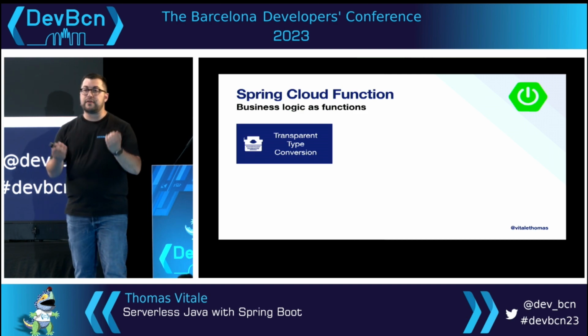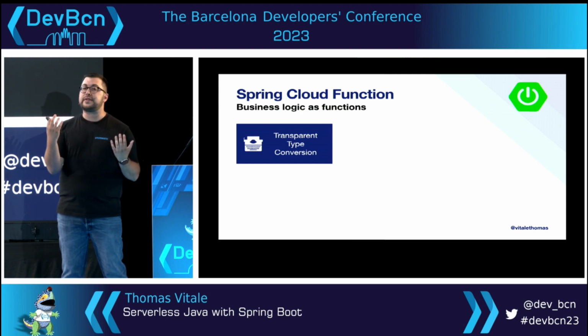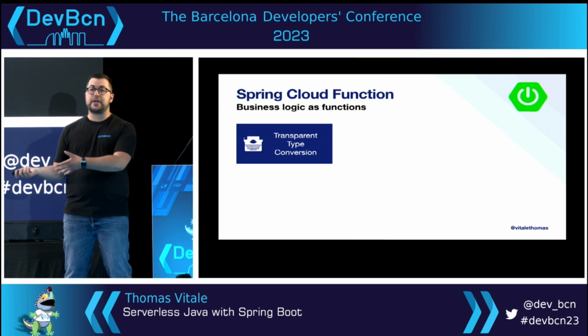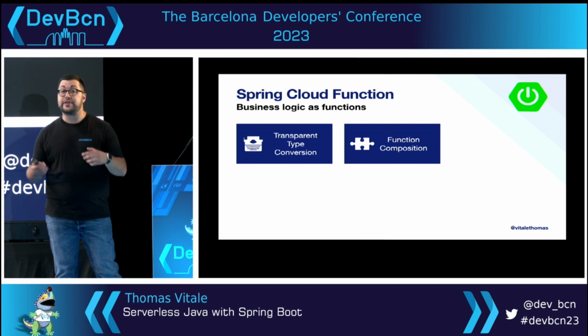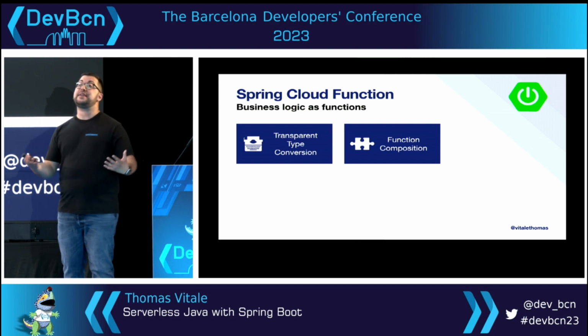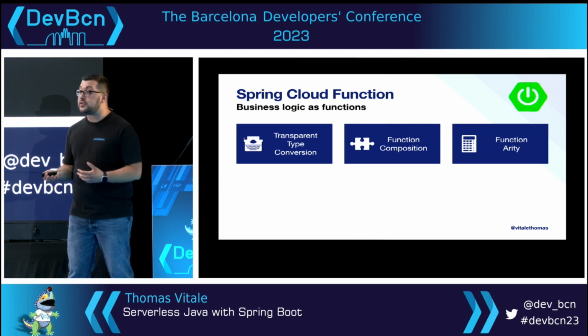So I don't have the problem of the output of the first function needing to match the input of the second function, because the framework can do that for me. I can compose together and mix and match functions, suppliers, and consumers, and I can do it declaratively, so I externalize that configuration. I can also work with multiple inputs and multiple outputs.